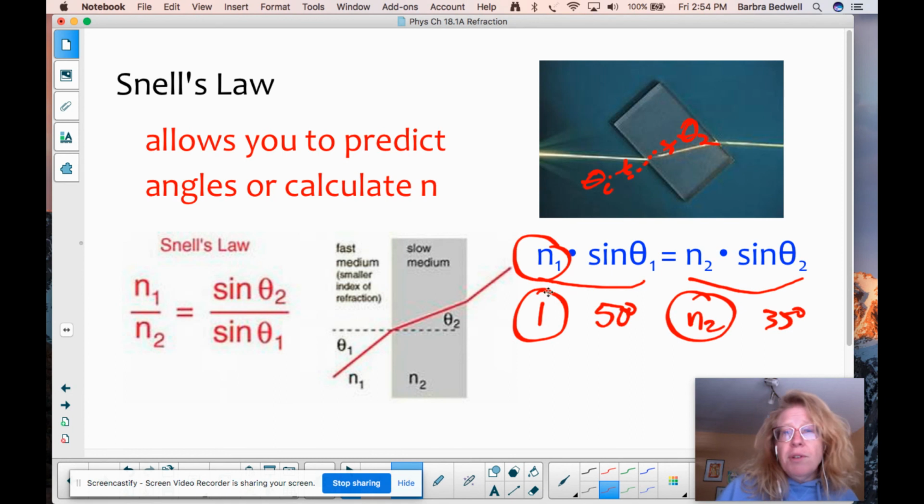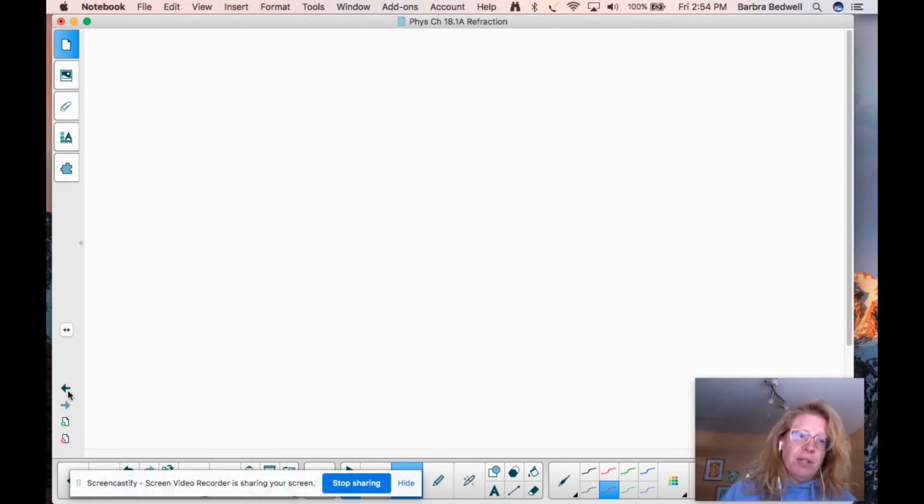Or conversely, if I know what my two materials are, like I know the index of refraction of air, and I know the index of refraction of the block, I can predict what that new angle would be. Snell's law. Again, it's a mathematical equation that allows us to figure out changes in angle based on changes in indices of refraction.